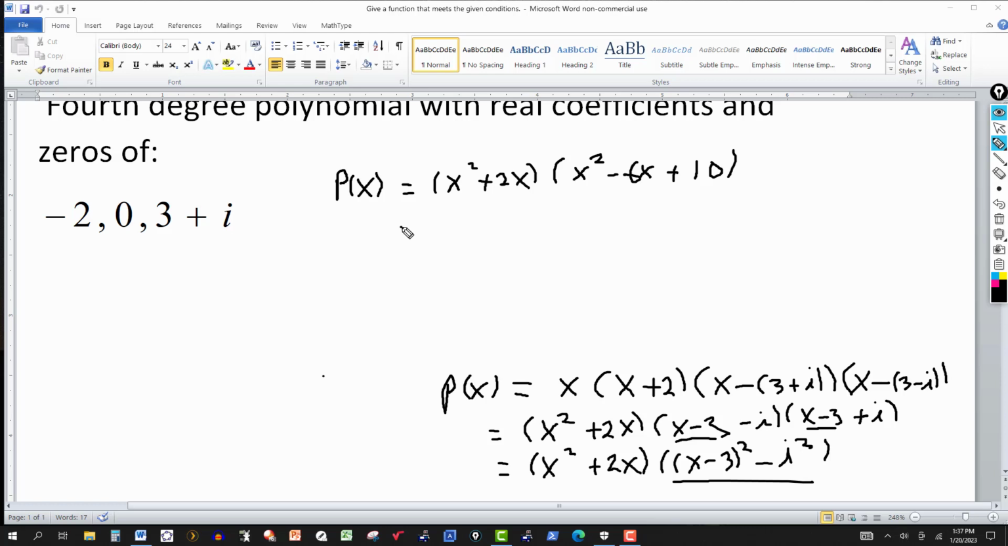Some might want you to multiply this out. So let's just rewrite this and say, okay, I'm going to multiply the binomial in front times the trinomial. So I'm going to multiply everything first in the second parentheses by x squared. So it's going to be x squared times x squared. It's x to the fourth. And then x squared times a minus 6x, that's a minus 6x to the third. And then it's plus x squared times 10x is 10x squared.